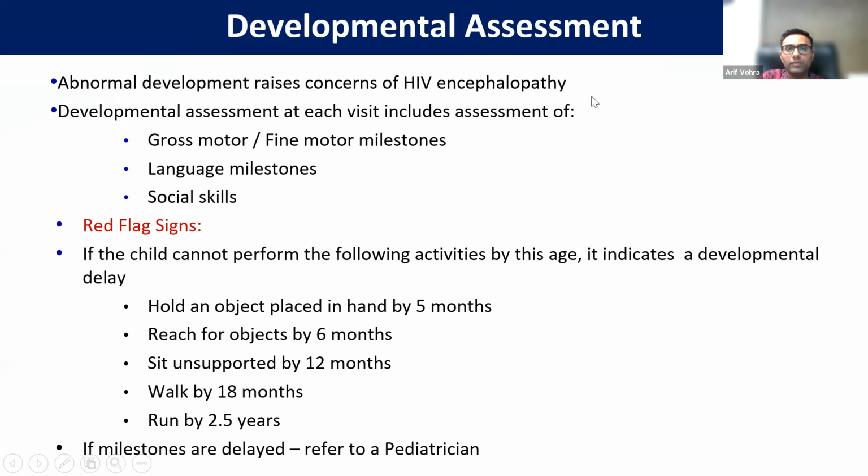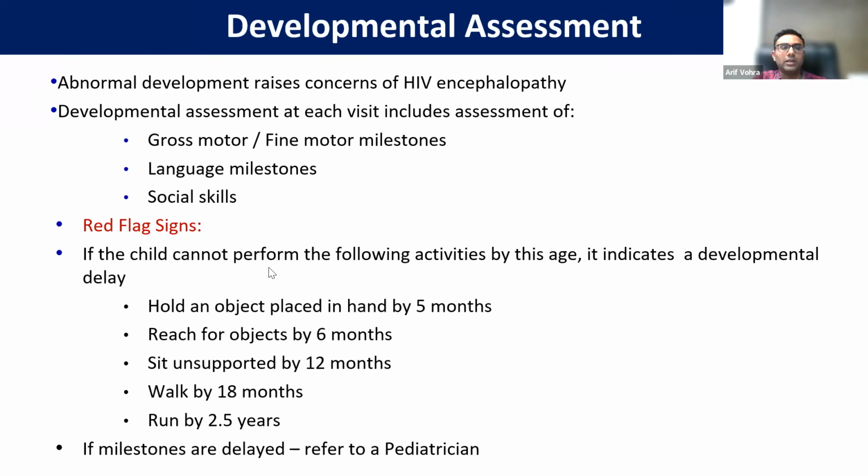Abnormal development always raises concern of HIV encephalopathy. It may be the earliest feature of HIV encephalopathy because it is a slow growing virus, and the virus may reside in the brain and cause developmental delay. When you are doing a developmental assessment, you always look at gross motor, fine motor, language and social skills.